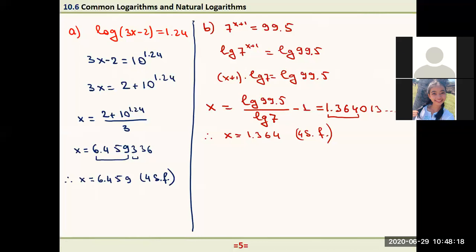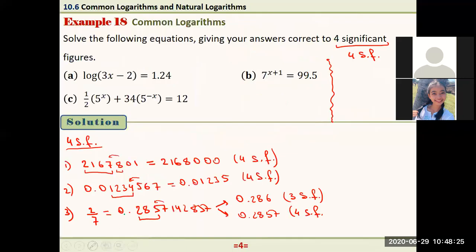Okay, that is B. And how about C? Let's change our pencil color. So we have to solve this thing. Okay, I don't need this line. Let me just start here and we'll continue next page.